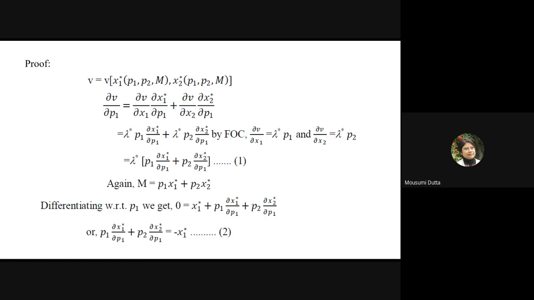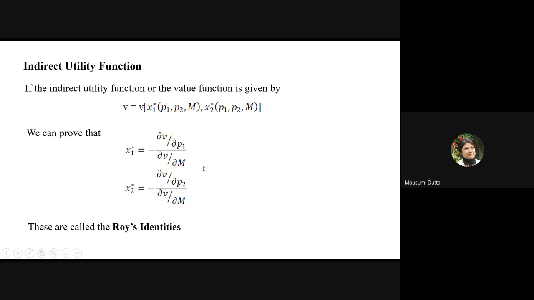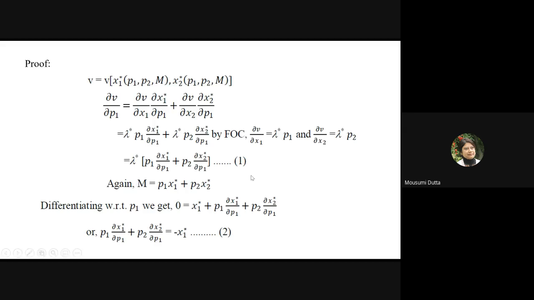Now to prove this, or to derive the value of x1 star using the indirect objective function, we are starting from the objective function. So I hope everybody has pen and paper. Please write this down, because the first part I'll do, and you have to do the other part on your own: x2 star is equal to minus del v by del p2 divided by del v by del m. That you need to find out. So first let's find out this one, and then you will find out the other. It will be helpful if you do the steps with me.